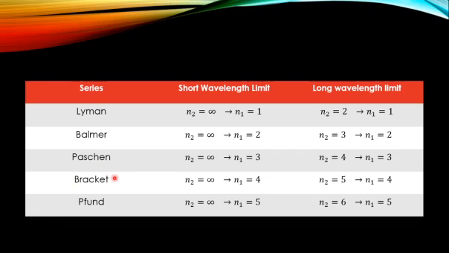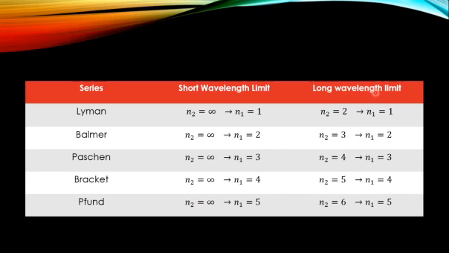So this is a list of short wavelength and long wavelength limits for each series, tabulated here. Any series will be called Lyman if the transition is to the first orbit. So the short wavelength limit is from infinity to 1. Similarly for Balmer, the transitions to the second orbit, the shortest wavelength limit is from infinity to the second orbit. Similarly for Paschen, infinity to the third orbit, Brackett infinity to the fourth orbit, Pfund infinity to the fifth orbit.